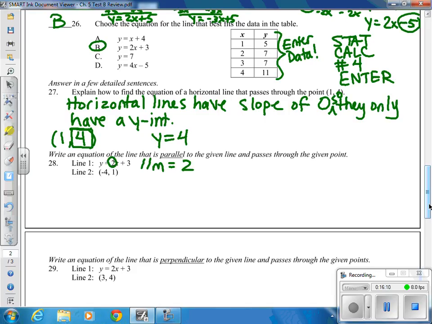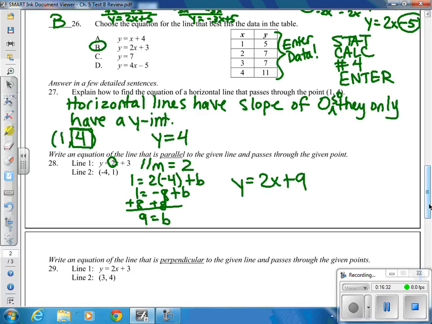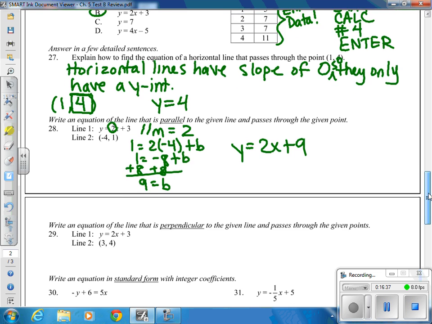Now you're going to use that 2 and the ordered pair to come up with your new equation. So I'm going to find the b since it's a little faster to do it that way. 1 equals 2 times -4 plus b. That gives me 1 equals -8 plus b. Add the 8 over, and now you get 9 equals b. Okay, so now that I have a slope of 2 and a y-intercept of 9, my parallel line is y equals 2x plus 9. And that's all you need to be able to do, is give me the parallel equation to the one that you started with.